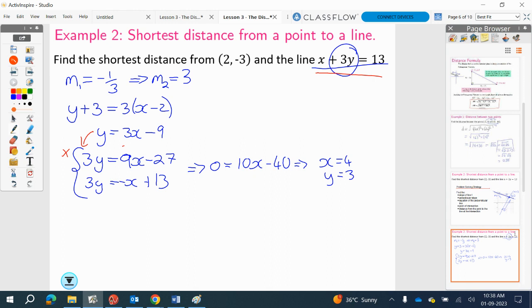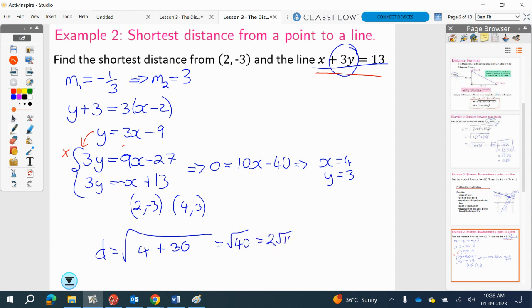All right, finishing the question off, the distance is going to be based on the change in x and the change in y. Let me put up my 2 points. I've got 2, minus 3 as the given point, and then 4, 3. Popping these into the distance formula, the change in x is 2, so that's 4. The change in y is 6, so that's 36. So this is root 40, which is 2 root 10. That's our answer.